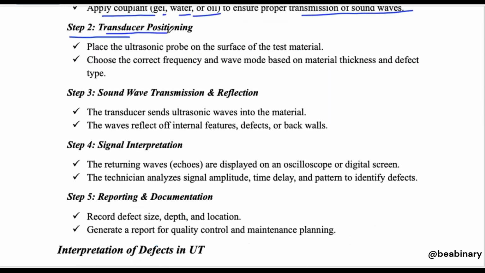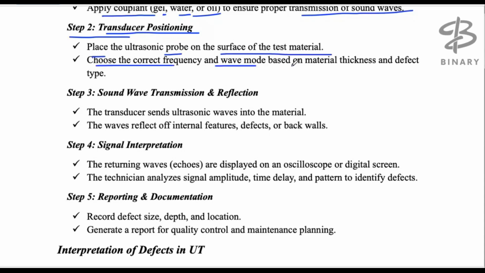Second one is the transducer positioning. Place the ultrasonic probe on the surface of the test material. Choose the correct frequency and the wave mode based on the material thickness and the defect types. So what kind of defect it could have, according to that we can apply the frequency. It depends on the material thickness and what kind of defect we are basically going to find out. That will decide your frequency level.